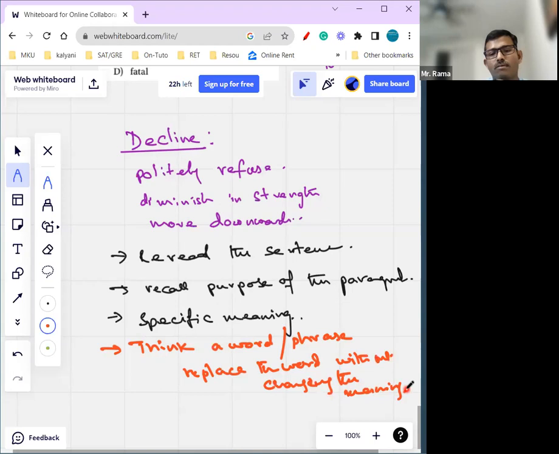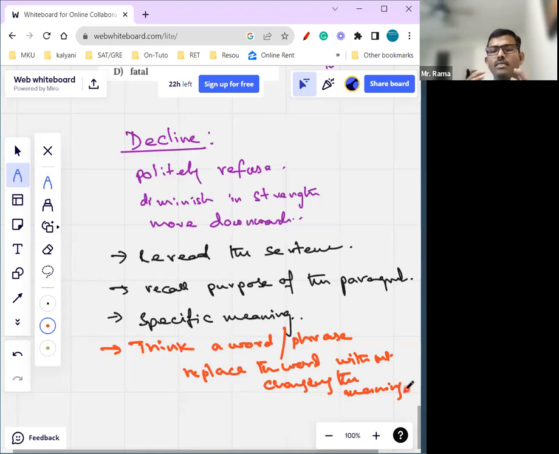Everybody understand this? Whenever you see a word in context question, or what that word means, you always reread that sentence one more time, then recall the purpose of that paragraph, and see what specific meaning is available. Then think of a phrase or word you can use without changing the meaning, look at the choices, see which one it is, and put that up there. That is how you're going to take care of these types of questions.